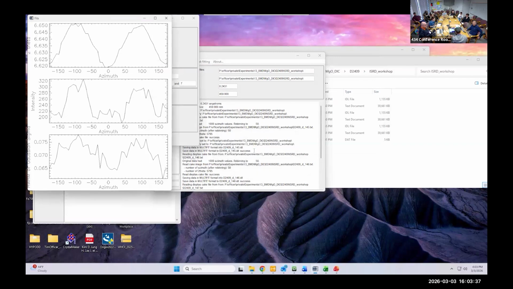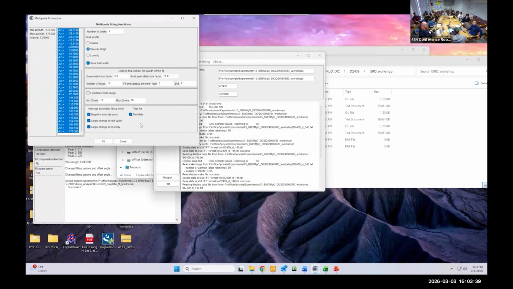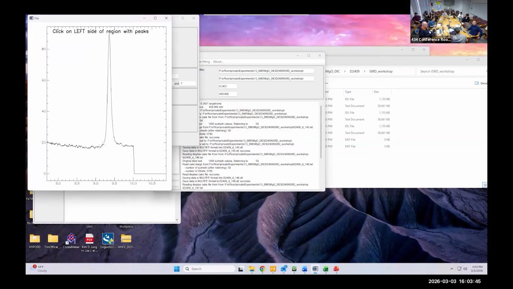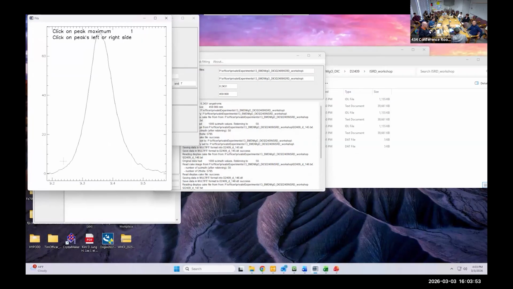Okay, so we've got one more peak to fit. I think this is 222. 220. 220. Oh yeah. Just symmetry.